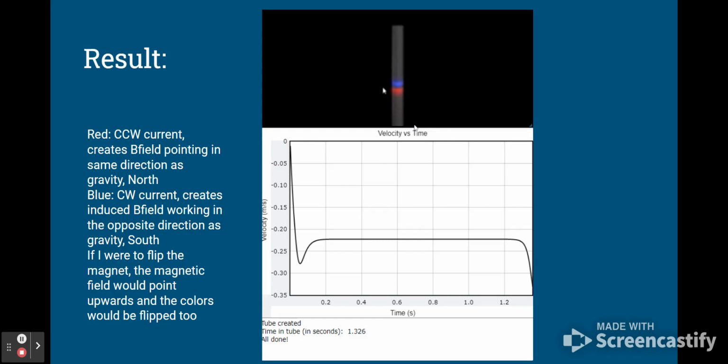The counterclockwise current is the red, and this is pointing down, and the blue is the clockwise current working upwards. This is what's slowing down the magnet, and if I were to flip it, the colors would be flipped.